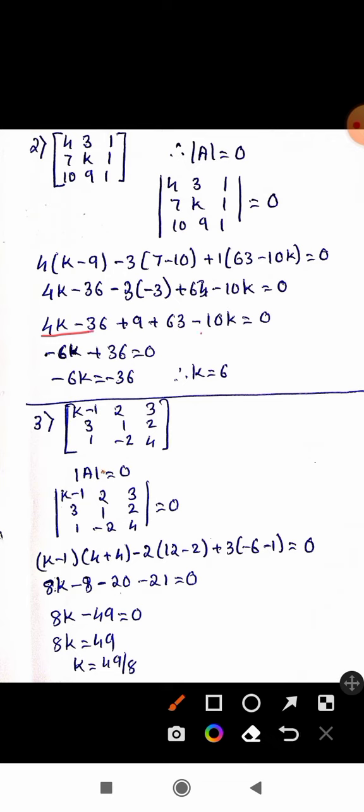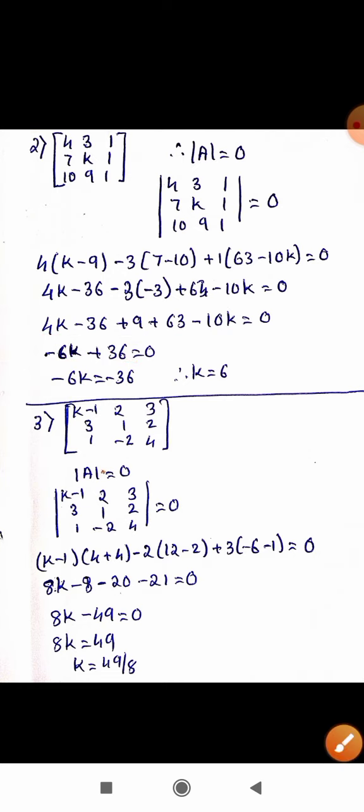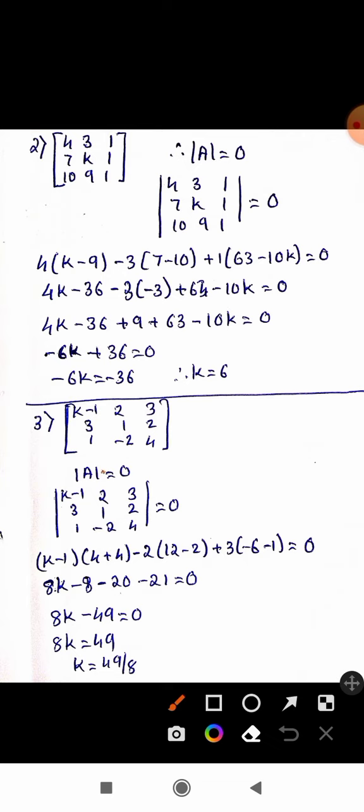Now 4k minus 10k is minus 6, and solving this we will get plus 36. So minus 6k is equal to minus 36. So k is equal to 6. Now solving the second determinant.